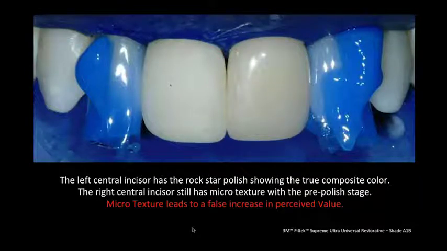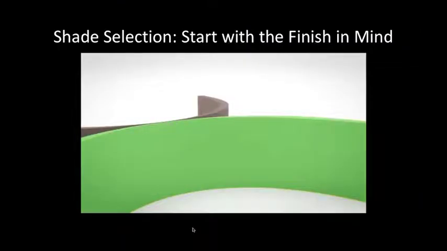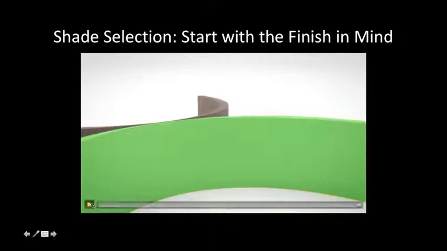Okay, so let's go ahead and take a look at a video here that shows how I do the shade selection. When I do my shade selection, I'm thinking about what my final restoration finish is going to be. So with the Rockstar polish, we get a mylar finish. And because I know that I'm able to achieve that, I'm going to do my shade selection with that in mind.